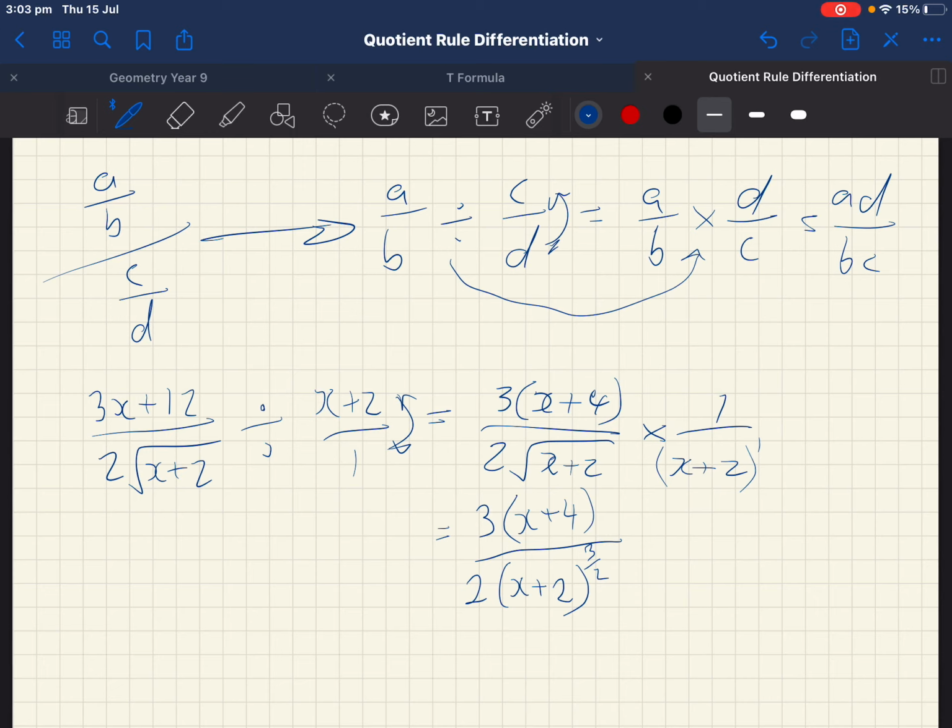You can leave it like this. This seems pretty neat to me. If you really like playing with your food and you want to make it as neat and simplified as possible, you could probably rewrite this 3 over 2 as the square root of x plus 2 cubed. And that there is about as simplified and neat as you're ever going to get it.